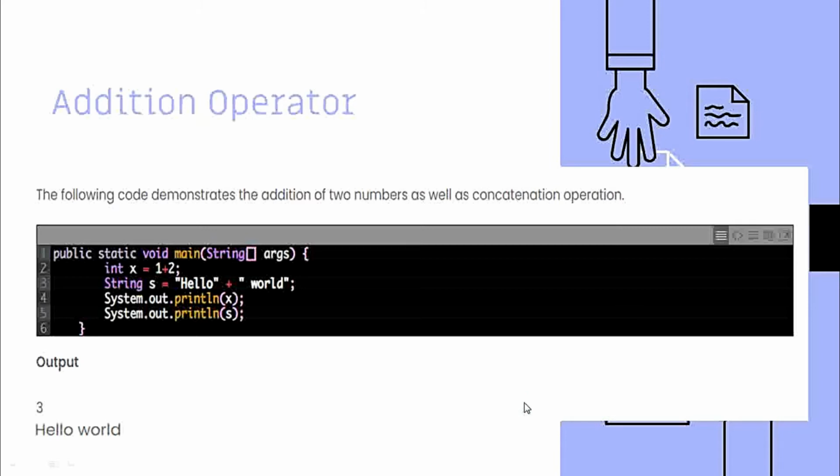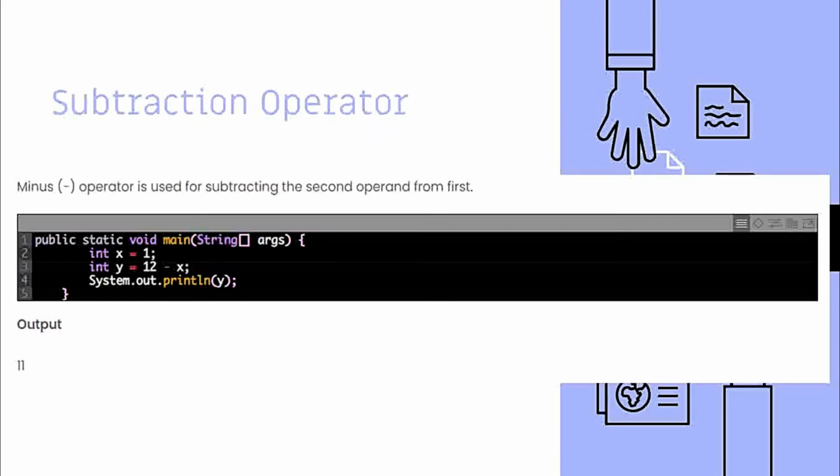As you can see, the output you get is 3 and hello world. Hello world is the concatenated one and the 3 is the mathematical one. The next operator is the subtraction operator. This is used for subtracting the second operand from the first. As you can see in the code snippet, we are subtracting 12 minus 1 where x value is used and we'll get output as 11. It's simple mathematics.